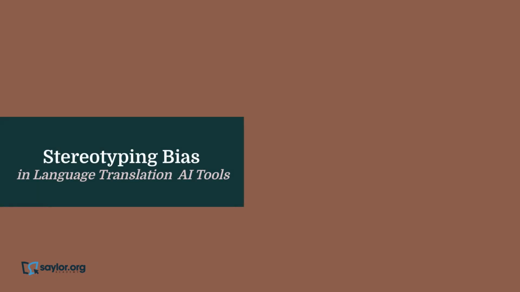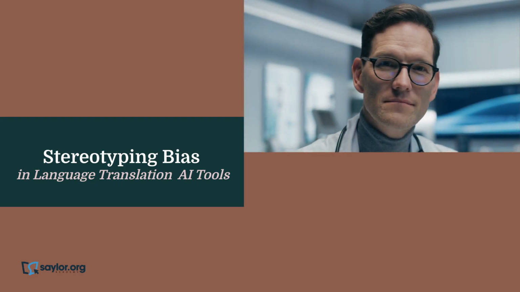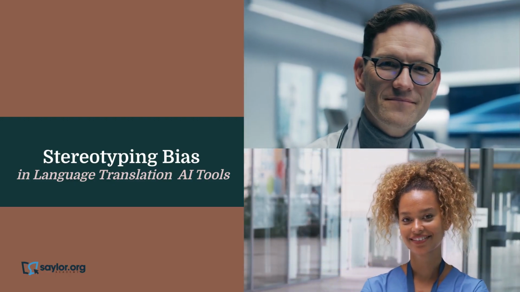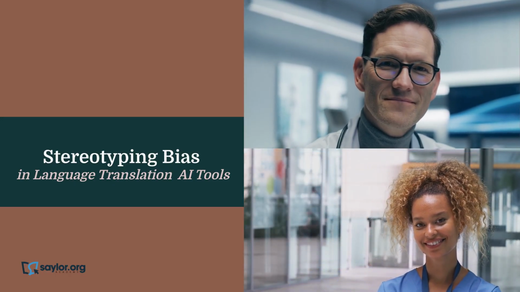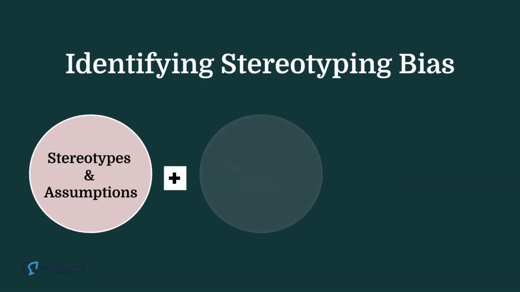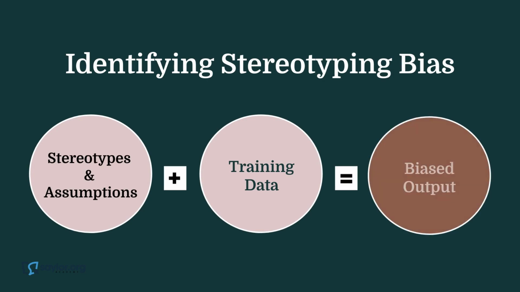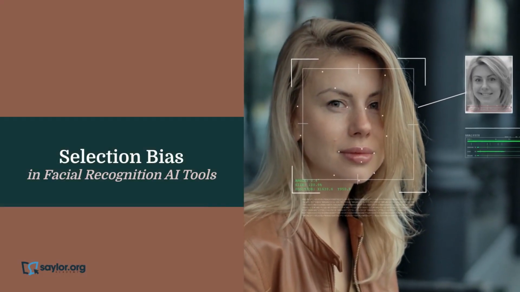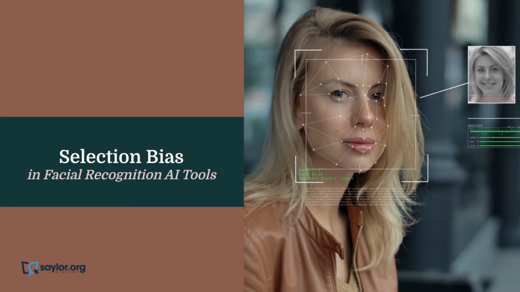When using language translation apps, the software may consistently translate doctor using male pronouns and nurse using female ones, regardless of the gender indicated in the original language. Stereotyping bias arises from assumptions embedded in the training data, which perpetuate harmful stereotypes such as doctors being predominantly male and nurses predominantly female. In another real-world example, AI is frequently used in facial recognition systems at airports.